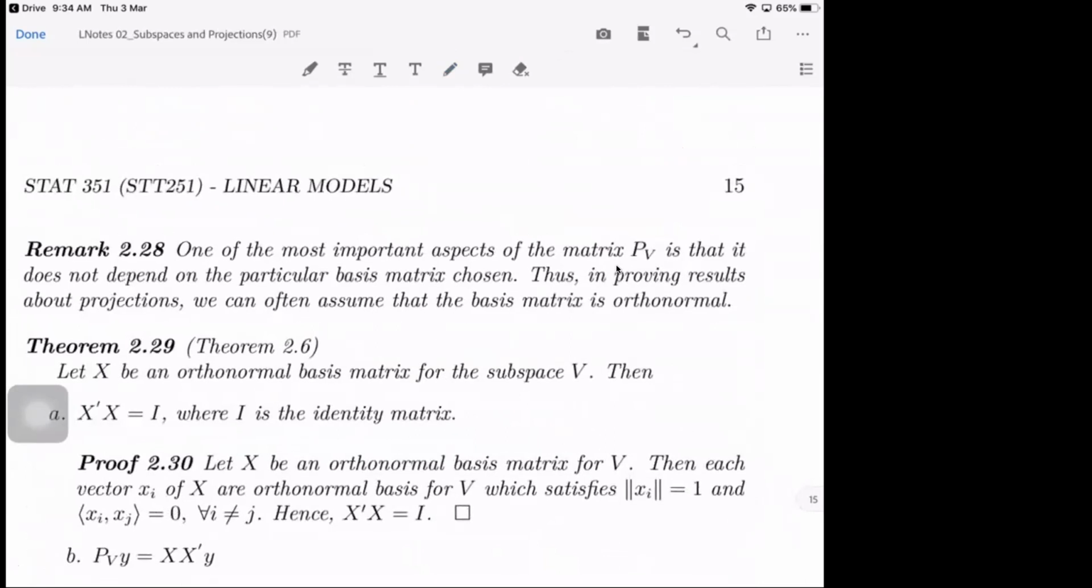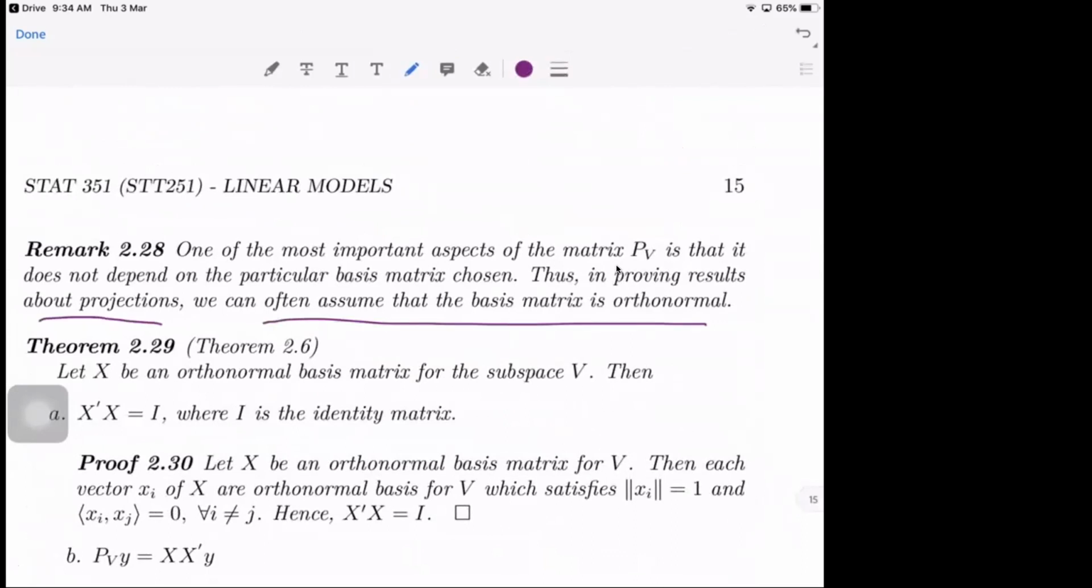So one of the most important aspects of matrix PB is that it does not depend on the particular basis matrix chosen, thus simplifying results about projections. We can always assume that our basis matrix is orthonormal. Ortho means that the inner product of any vectors i and j that are different is equal to 0. Normal means the inner product of a vector with itself is equal to 1. Okay.